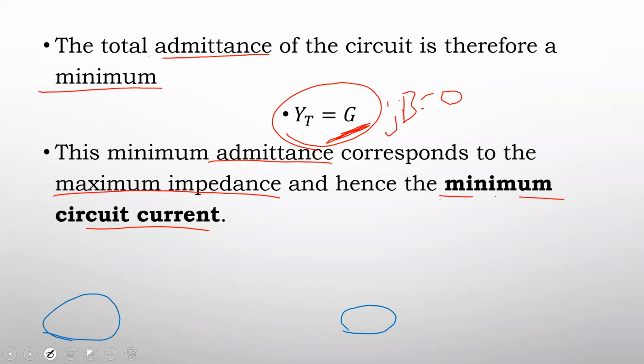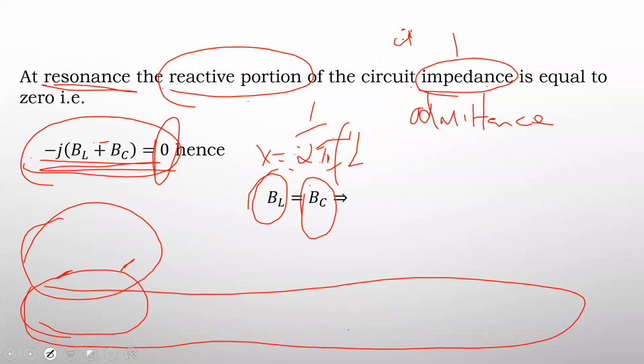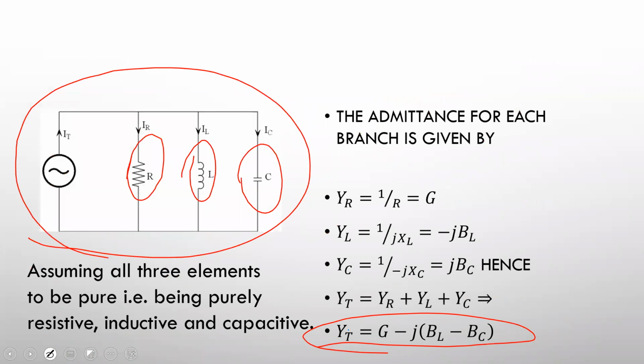So let me show you that on the figure. So what we are saying, IT, this current is the current flowing into the circuit. That is the current which is a minimum. These currents, we can't say anything about them. They can be very large. All right? So those currents can be very large. However, this current is a minimum.